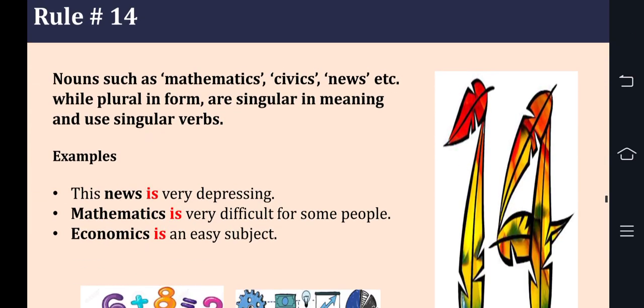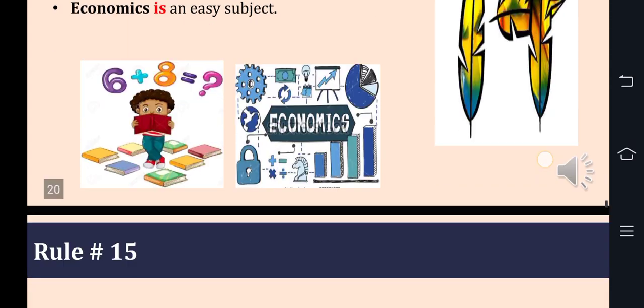And rule number 14, nouns such as mathematics, civics, news, etc., while plural in form, are singular in meaning and use singular verbs. The news is very depressing. Mathematics is very difficult. Economics is an easy subject. Physics is a science subject.